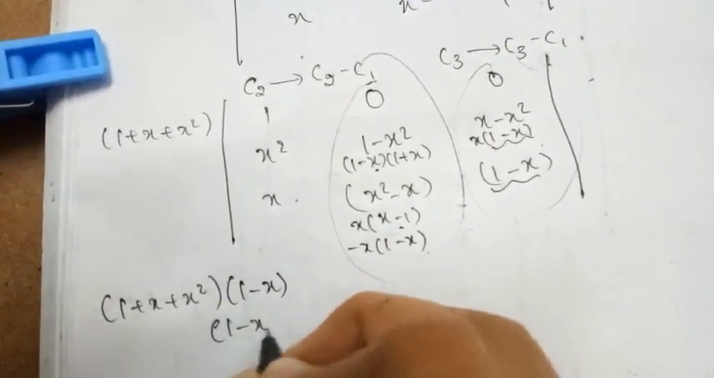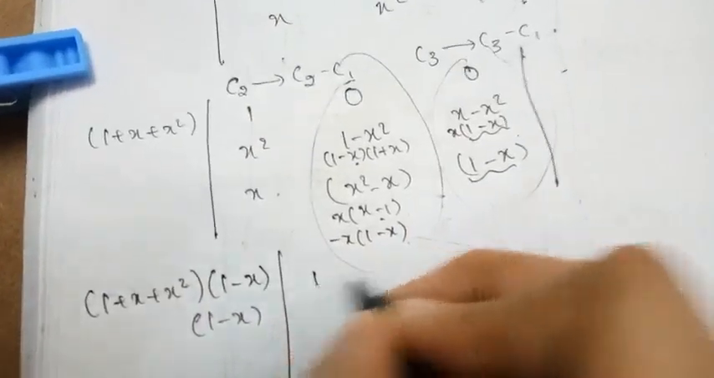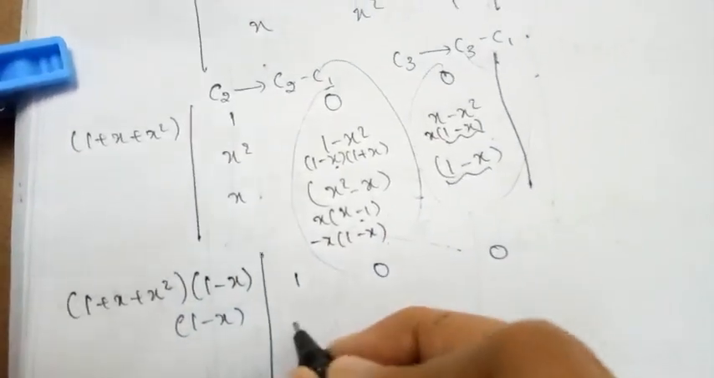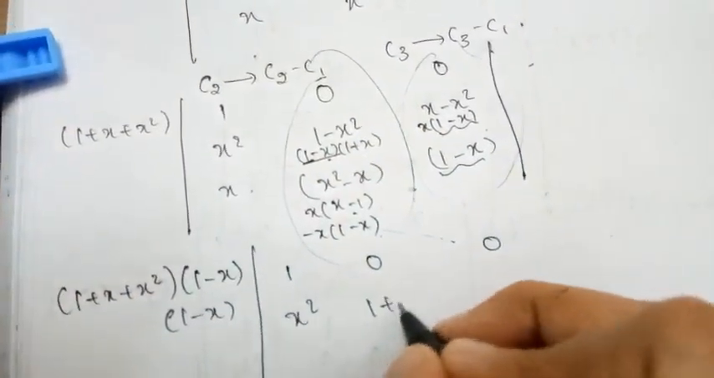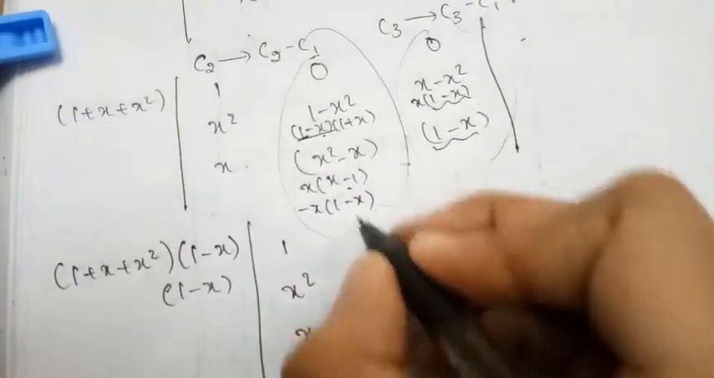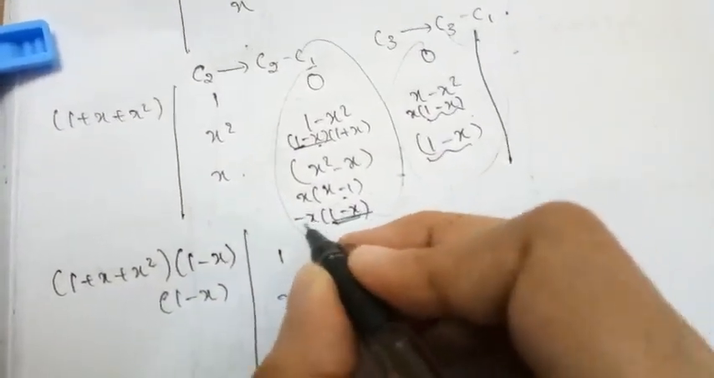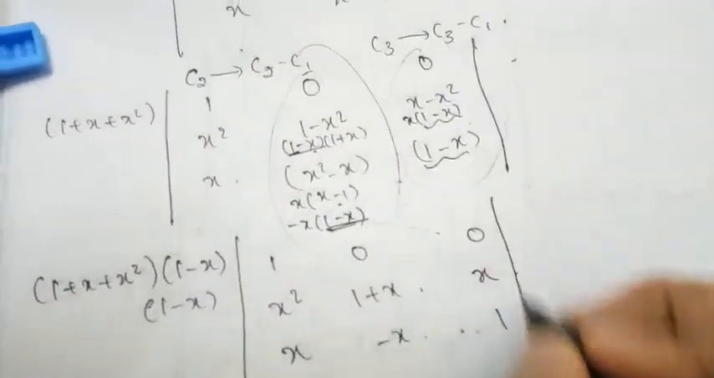So I have taken again 1 minus x common outside from the second column. So what is the remaining then? 1 0 0 x square. 1 minus x is taken common, remaining is 1 plus x. Here 1 minus x is taken, x. Here 1 minus x is taken, remaining is minus x, and here it is 1.